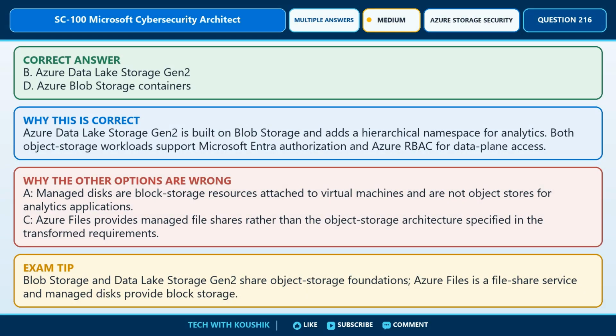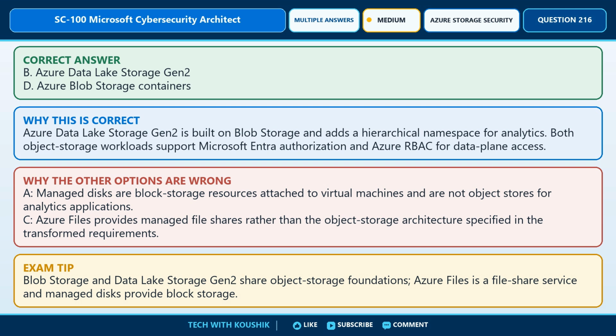The correct answers are Option B, Azure Data Lake Storage Generation 2, and Option D, Azure Blob Storage Containers. Here's why. Azure Data Lake Storage Generation 2 is built on blob storage and adds a hierarchical namespace for analytics. Both object storage workloads support Microsoft Entra authorization and Azure RBAC for data plane access.